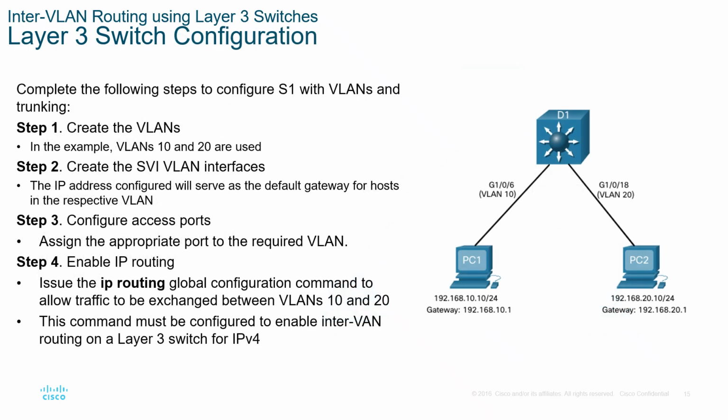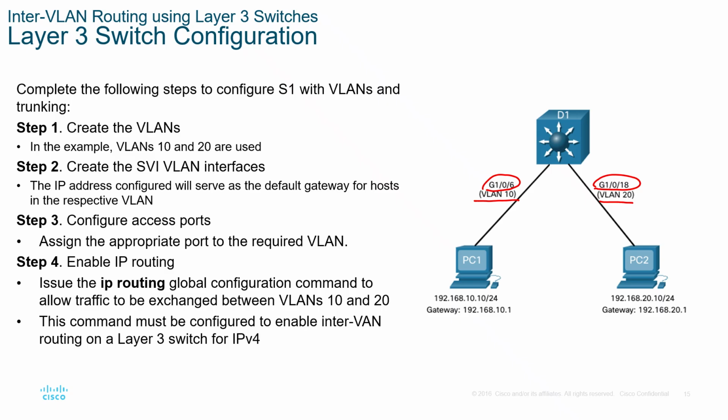So you need to complete the following steps to configure S1 with your VLANs and trunking. First, you create the VLANs 10 and 20 in this example. Then you create the SVI VLAN interfaces. The IP address configured will serve as the default gateway for the hosts. Then you're going to configure your access ports. Your access ports are the ports that you add to that particular VLAN for traffic. So in this example, this port G1/0/6 needs to be put into VLAN 10. This port G1/0/18 needs to be put into VLAN 20.